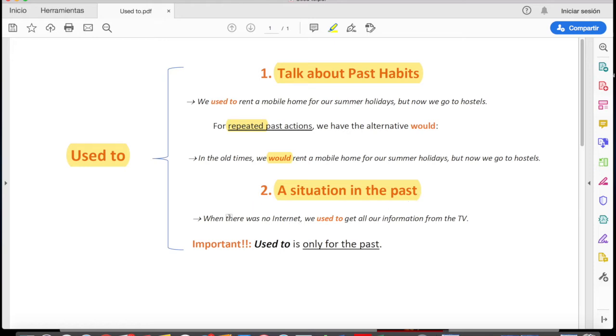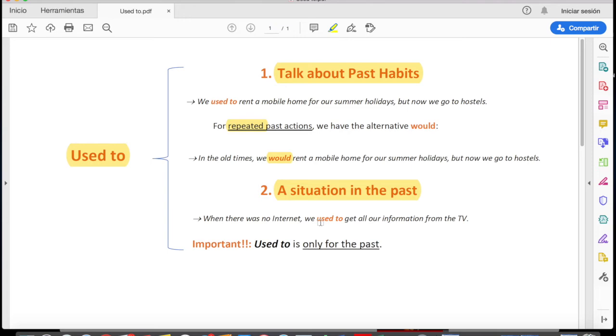And this is a very clear example. When there was no internet, it was not a habit to have no internet. It was a situation. There was no internet. It hadn't been invented yet. Okay, so we used to get all our information from the TV. Cuando no había internet, conseguíamos toda nuestra información de la televisión.